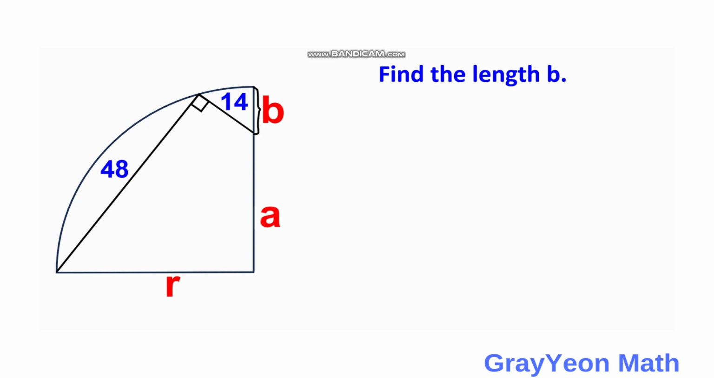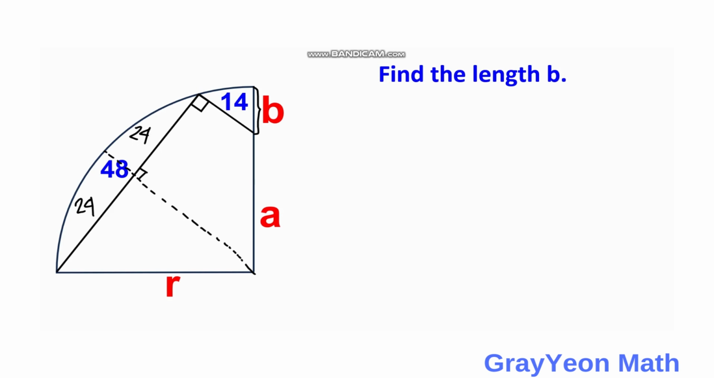Okay, so for our first method, we are going to draw a perpendicular bisector of the 48 unit segment, or 48 unit chord, and that goes to the center of this quarter circle. Since this becomes a perpendicular bisector, then this should measure 24 units each. 24.